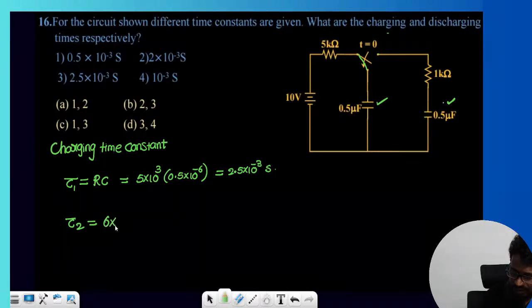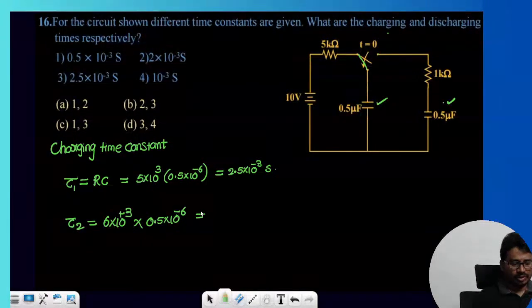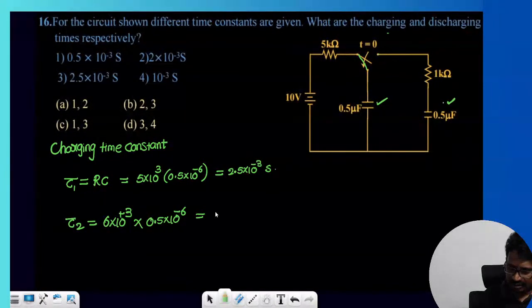That is 6 into 10 power minus 3 into what, tell me now here? This is 0.5 into what, tell me now? 10 power minus 6. Yeah, you can tell me now how much will come here. This is 3 will come now.